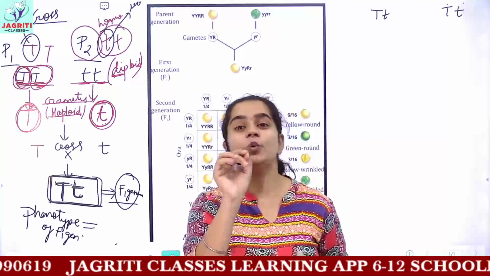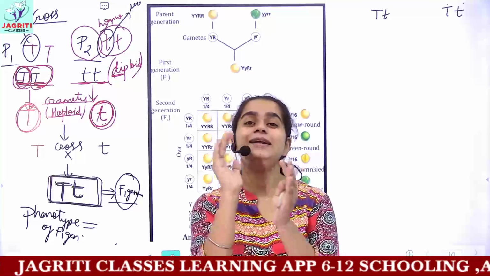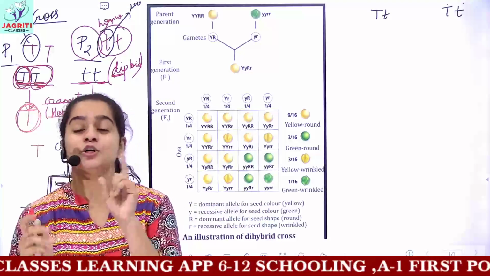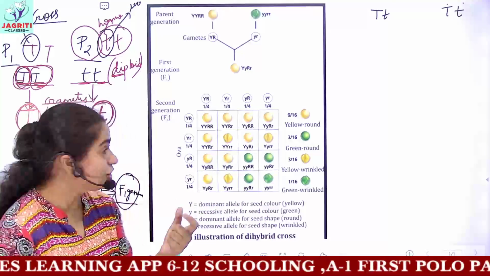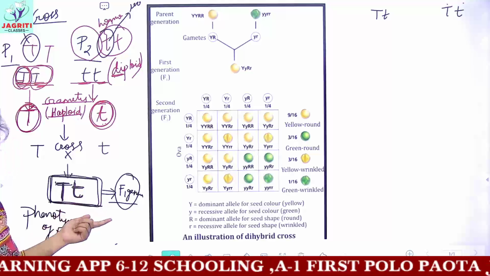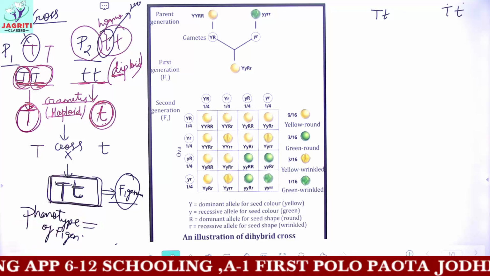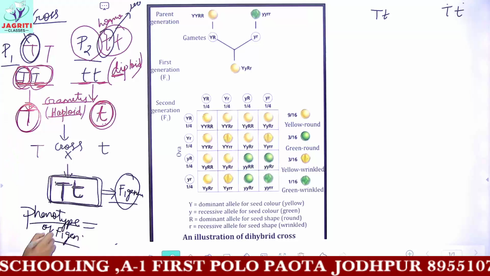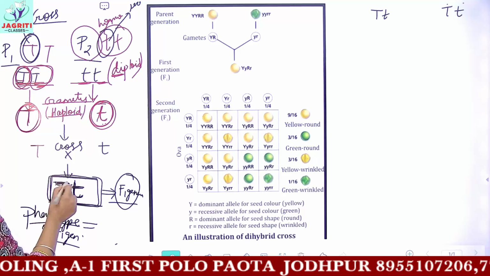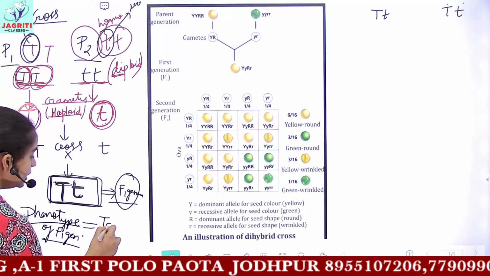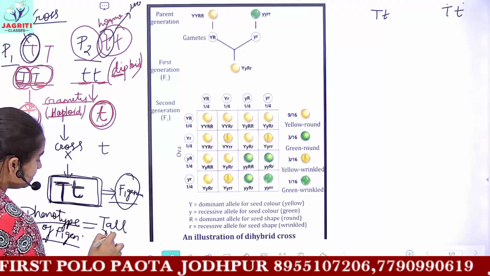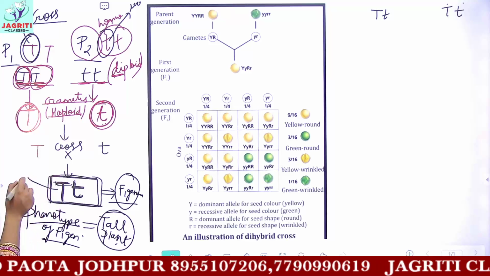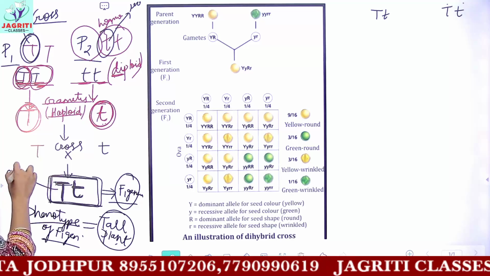If I ask you what is the dominant trait, or simply define what you understand by the term dominant, then dominant is the trait which gets expressed in the F1 generation. And because the tall trait is dominant here, the phenotype, that is the physical appearance of capital T and small t, would be a tall pea plant. So the phenotype here is tall, whereas capital T, small t represents the genotype.